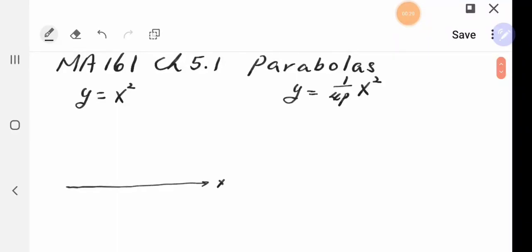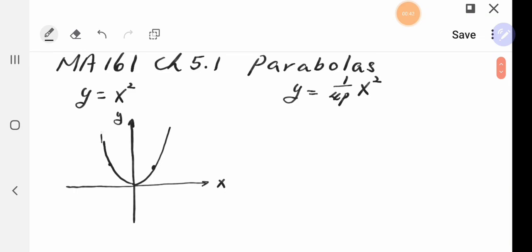This is the x-axis. Here is the y-axis. And x equals 1, y equals 1. If x equals 1, y equals 1. If x is negative 1, y is 1. And the graph looks like this. Up. Like this.